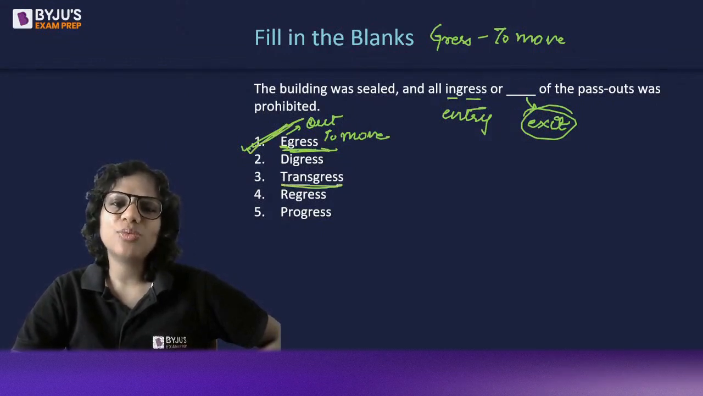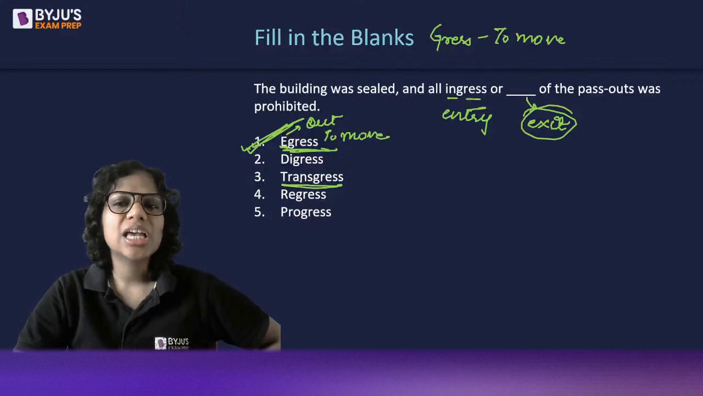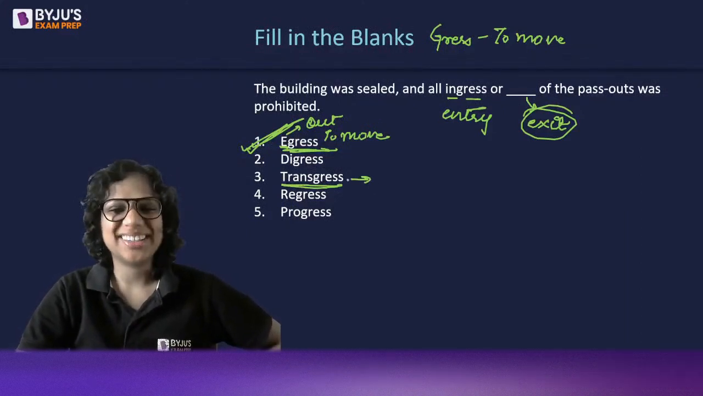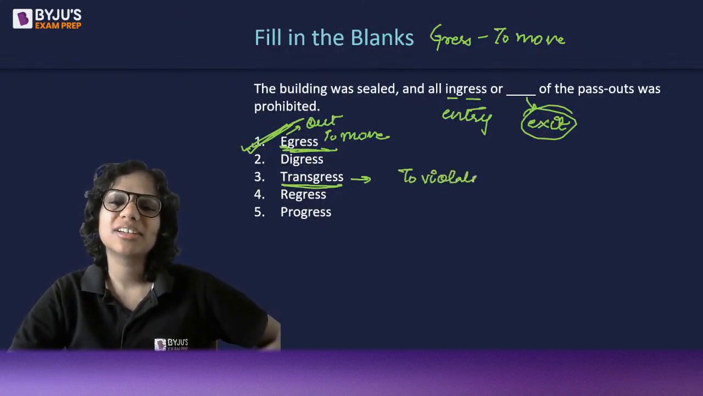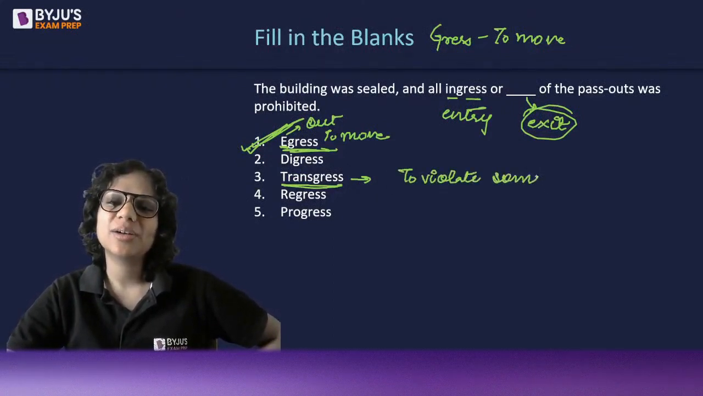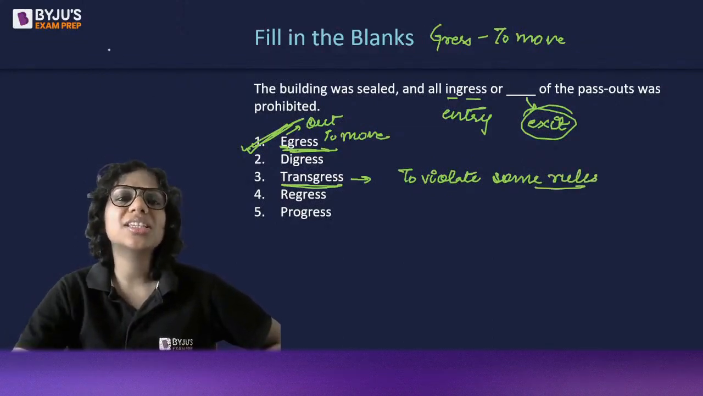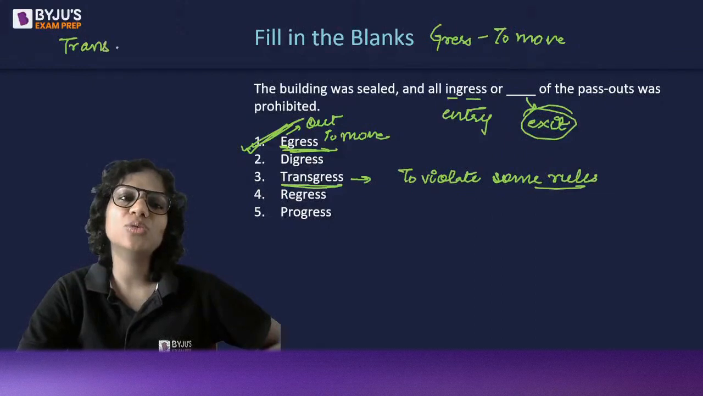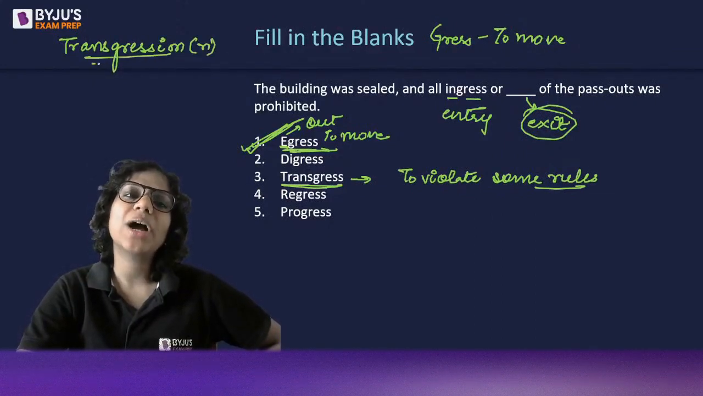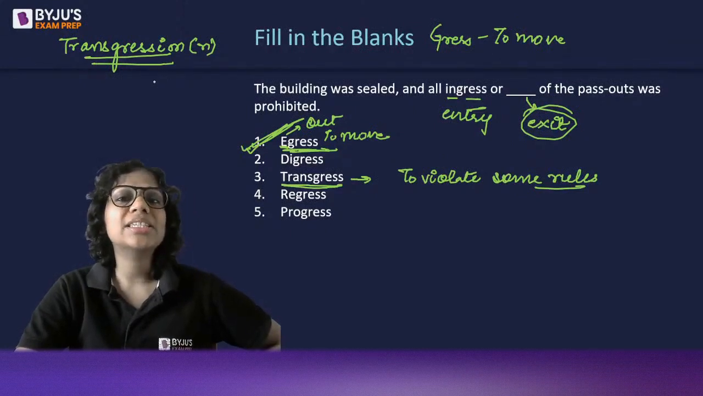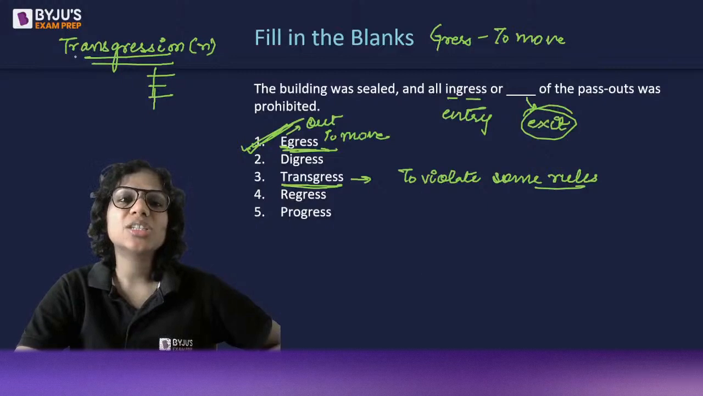Now, I understand why some of you must have thought transgress. See, transgress is anyway a prohibited activity. Transgress means to violate some rules. That is when you transgress. So, a transgression, I think you may have heard the noun transgression. A transgression means when you violate some law, you violate some rule, you violate some accepted norms of the society. That's when it is treated as a transgression.